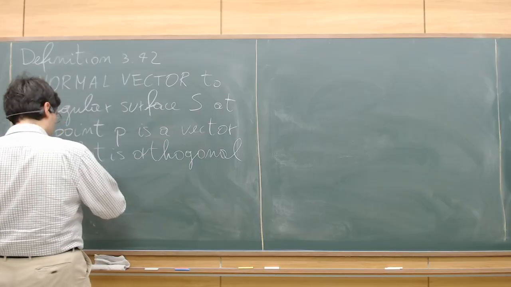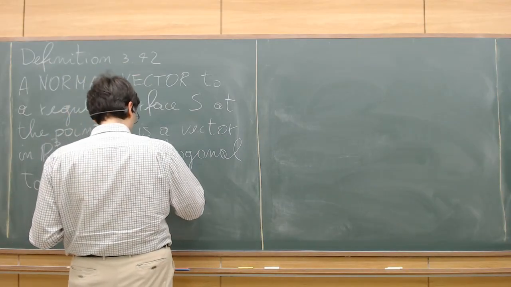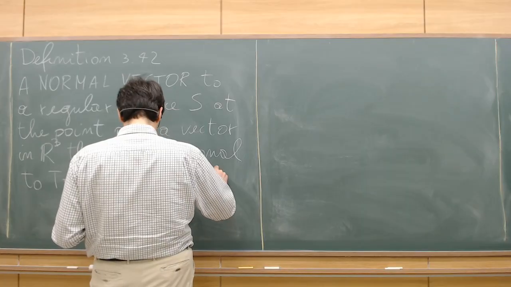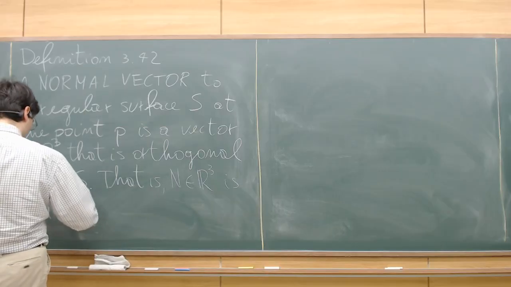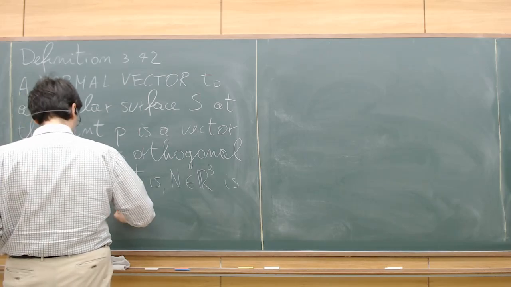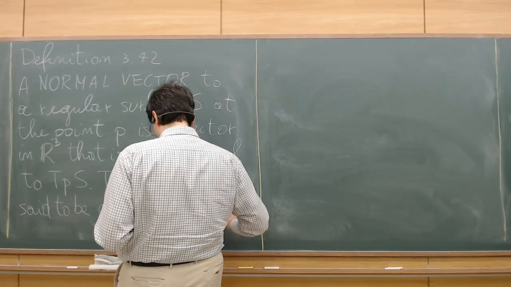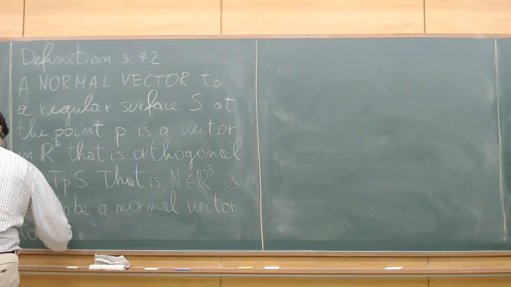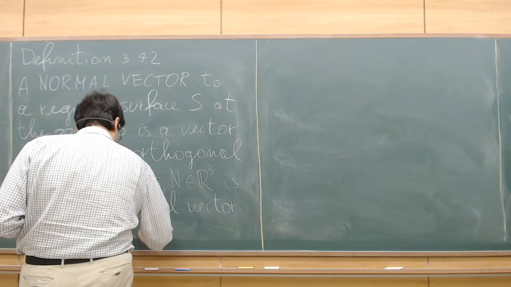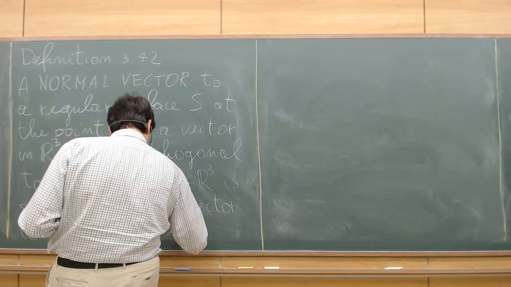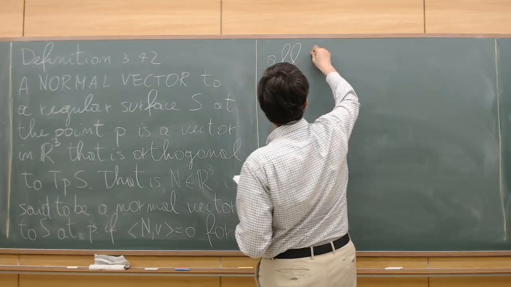In other terms, N in R3 is said to be a normal vector to S at P if the inner product of N with V is 0 for all vectors V in TPS.